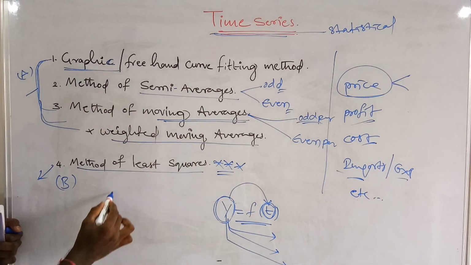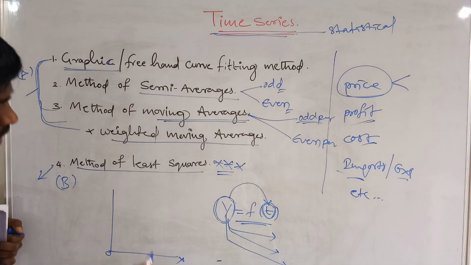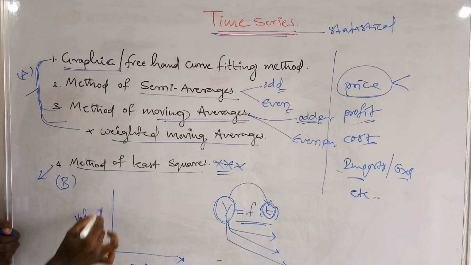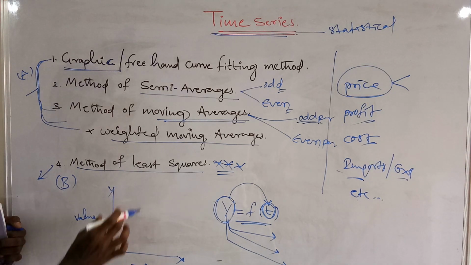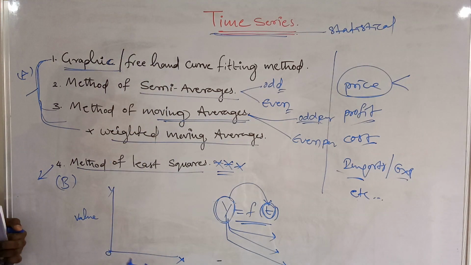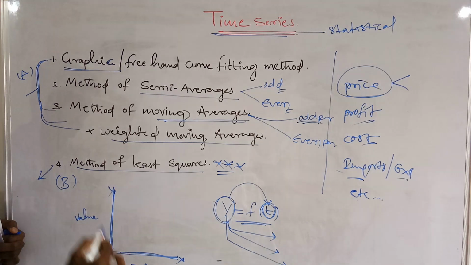Here we take the time on the x-axis and the values on the y-axis. So we can show the data in this graphical freehand curve method by using the years or time period on the x-axis and the values of a variable on the y-axis.